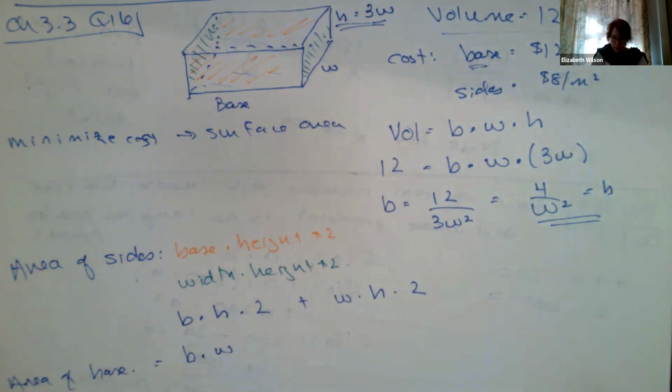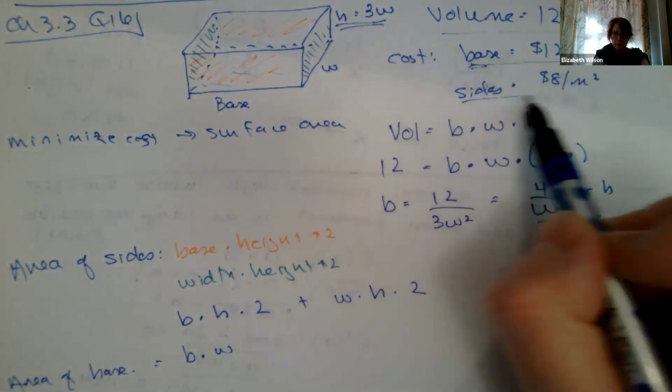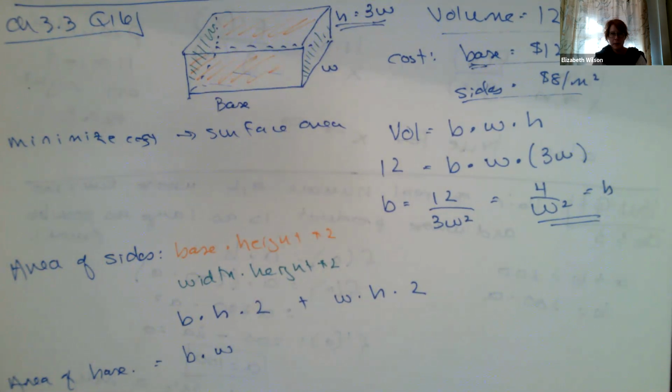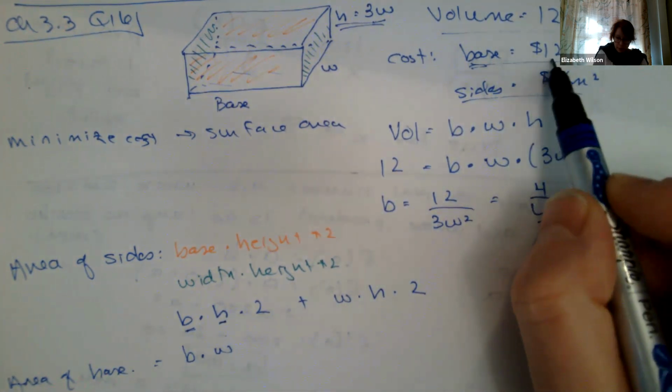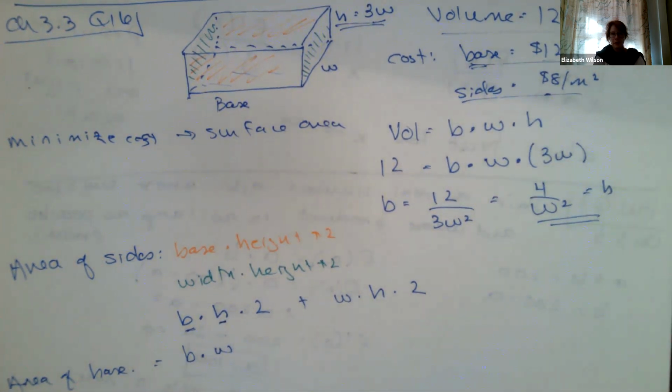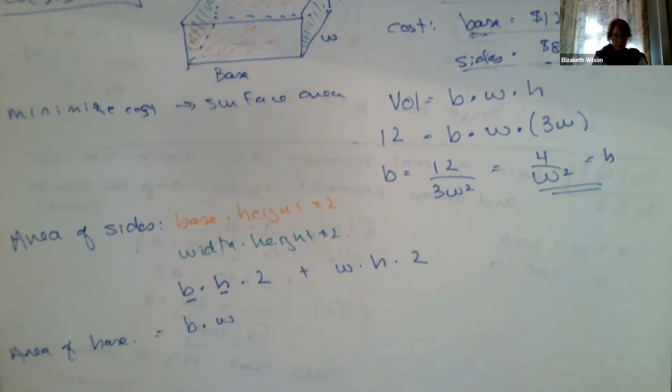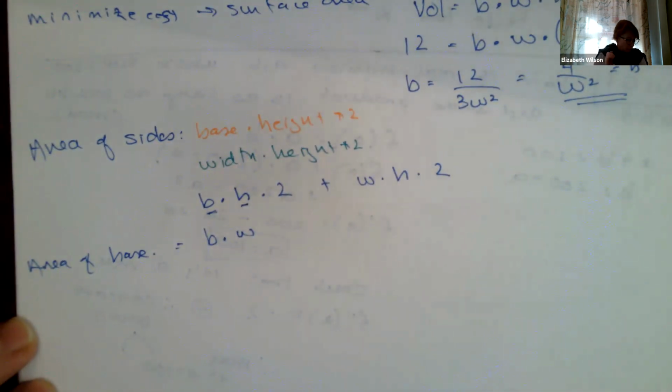Okay, so now we've got the cost. Cost is going to be different depending on whether we're dealing with a side or a base. And then I've got my different things here. So the first thing I want to do is start replacing base and height with things that are in terms of W. And then I also want to start putting in my cost on things, because my sides are going to be cheaper than my base, apparently. All right, so let's start adding things up.